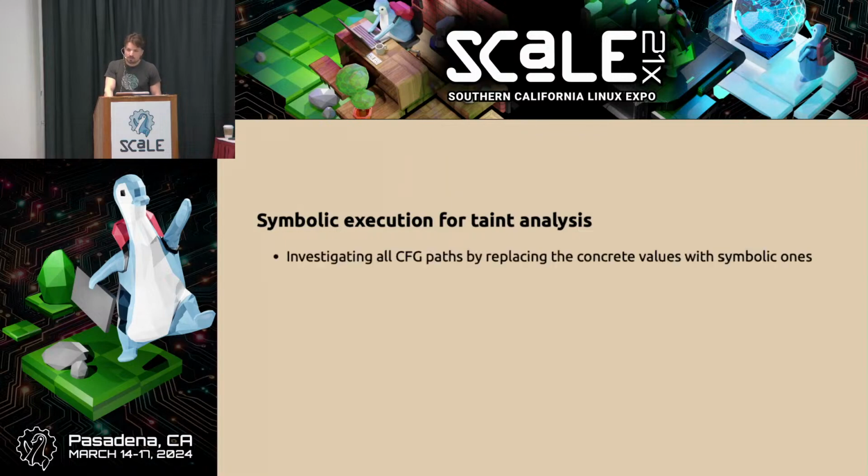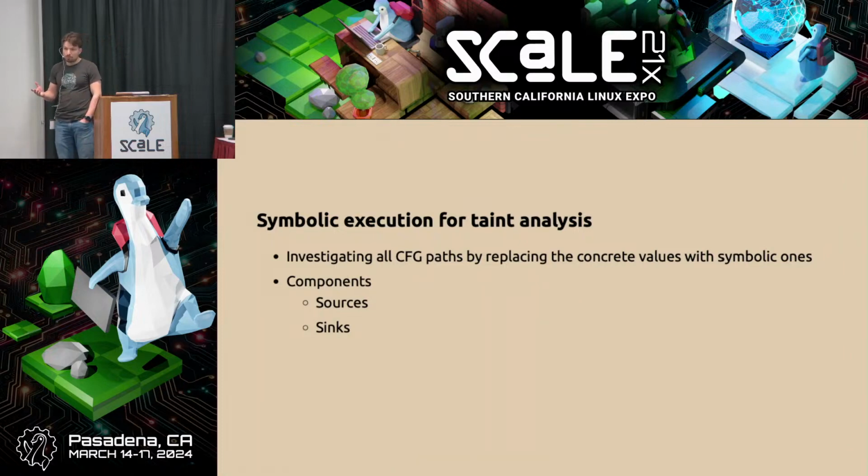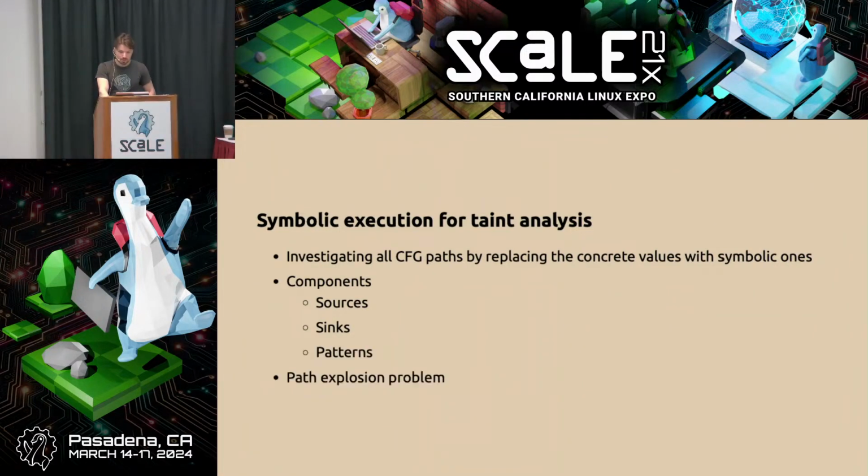We have the CFG, the control flow graph, basically the tree with all function calls in our code bases, and we replace the concrete values with some symbolic ones, and we search for some specific patterns. There are multiple components here. There are some sources, namely where the data came from, some sinks, namely some places in which some tainted data may end up, and we can consider this combination of sensitive sink and tainted source as a vulnerability, and some patterns.